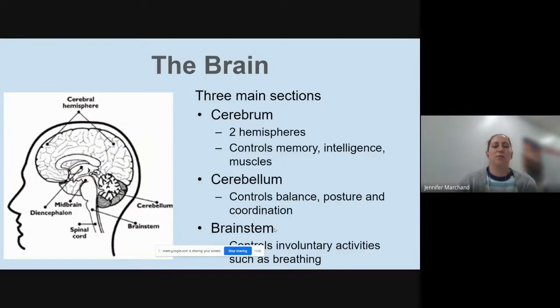All right, let's talk about your brain. So this is the main part of the central nervous system, and then also, the other part is the spinal cord. There are three main sections to the brain. You have the cerebrum, which has two hemispheres, your left and your right. It controls memory, intelligence, and the muscles. You have the cerebellum, which is back here in the back of the brain. This controls balance and posture and coordination. So, everything you need for everyday walking around. And then lastly, you have the brainstem right down here. And this controls involuntary actions such as breathing.